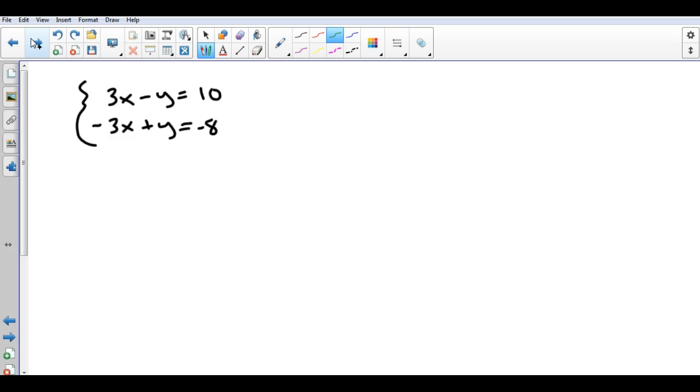Here's an example. I just want to make this one real quick. Take a look. If I add going straight down here, a +3x and a -3x is going to eliminate, and that ends up crossing out. And a -y and a +y is also going to eliminate.